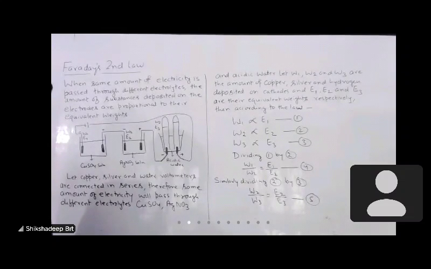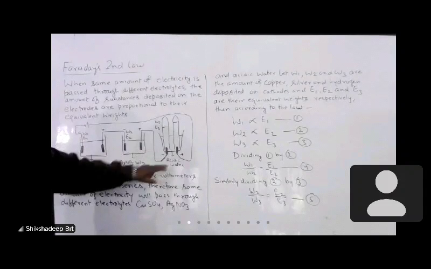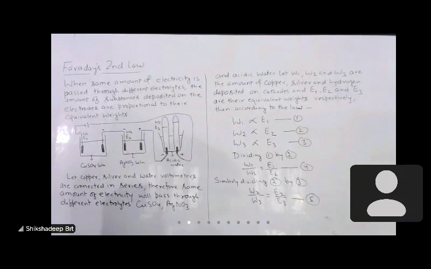We call this a copper voltameter because it contains copper sulfate solution. We call this a silver voltameter because it contains silver nitrate solution, and this is known as a water voltameter because it contains acidic water.